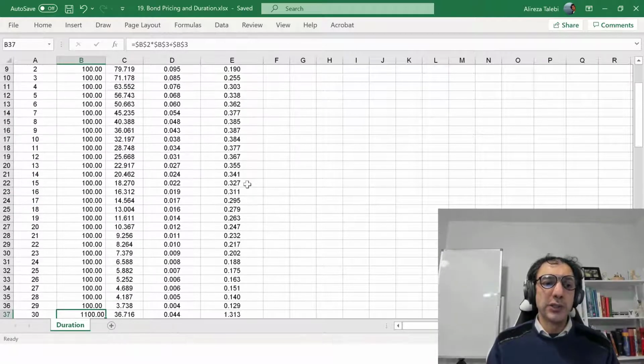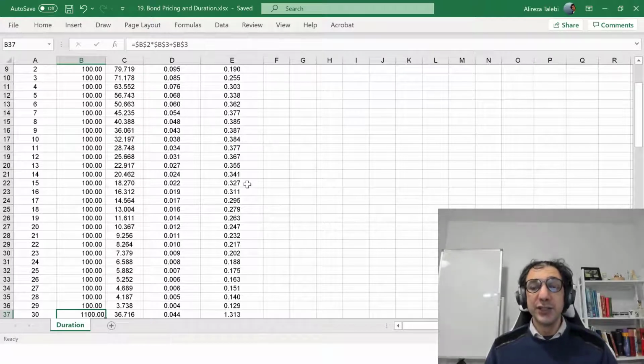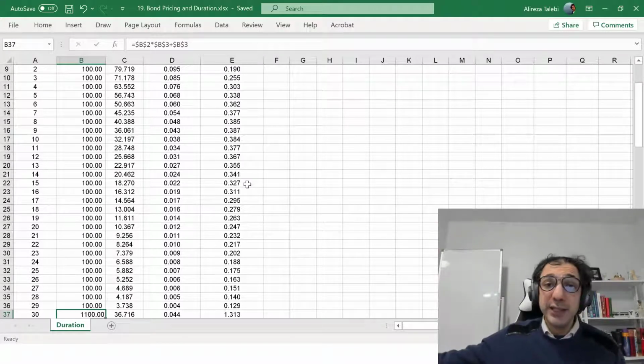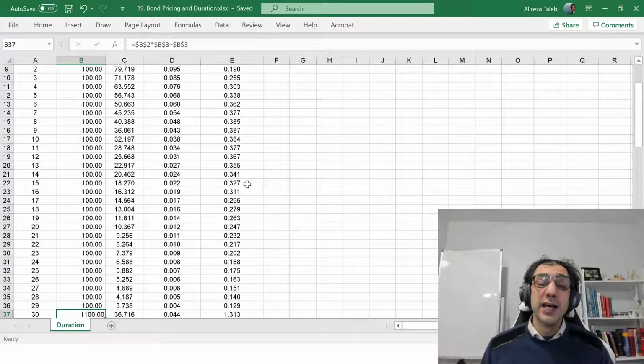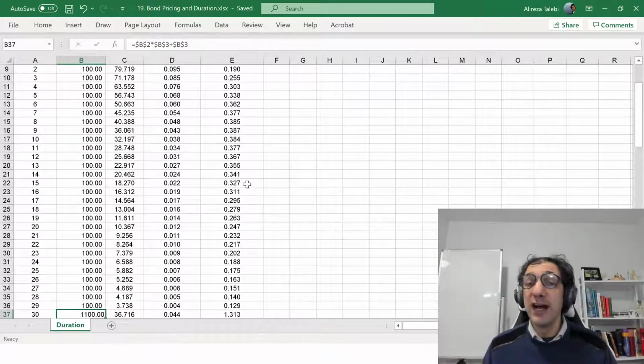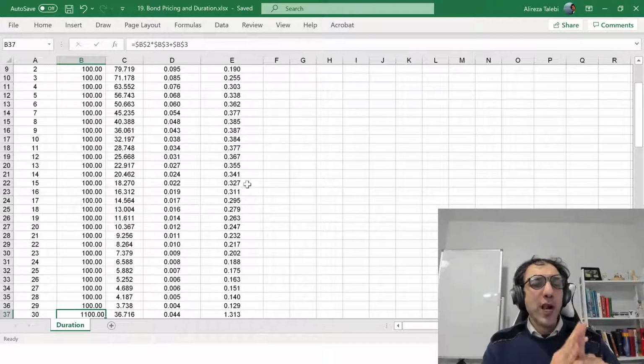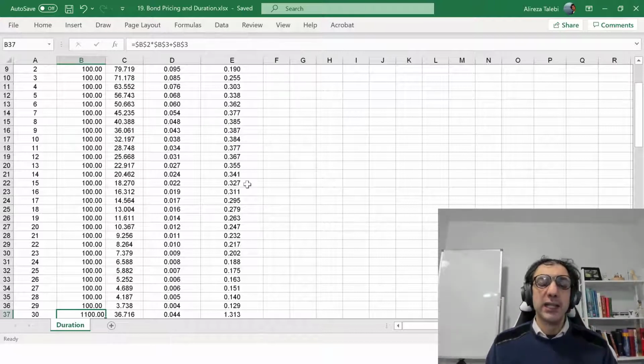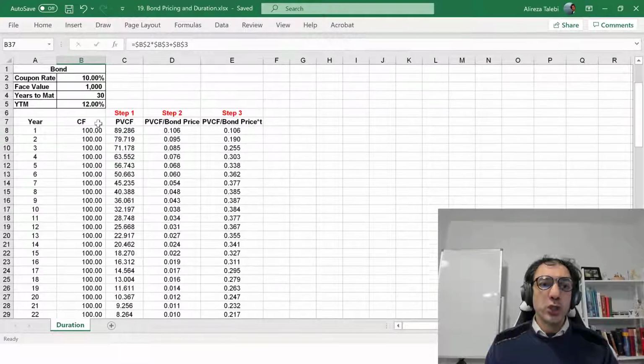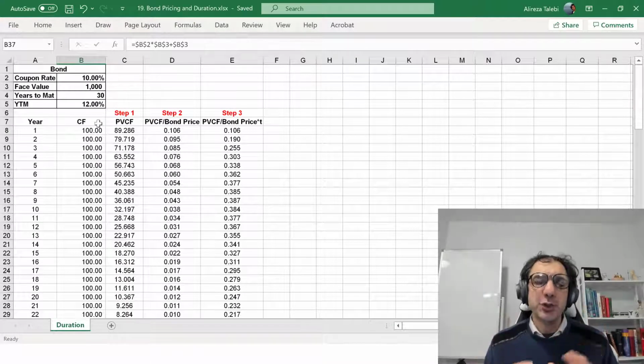If I scroll down, you will see that you will receive $100 for the next 30 years. And finally, when it comes to the expiry date, you will receive the face value or the par value of the bond, which is $1,000. So for the last year, year 30, you will receive $1,100: $1,000 because of the face value, and $100 because of the last coupon payment. These are the 4 major steps you need to follow to calculate the duration.